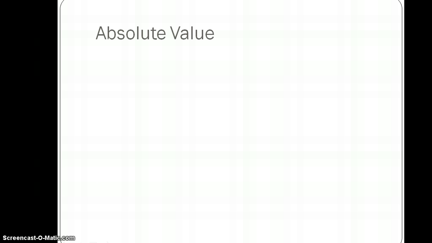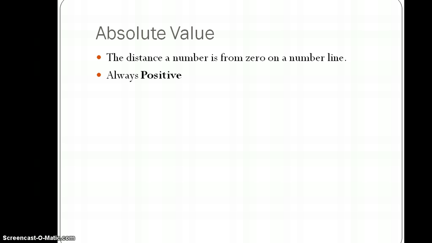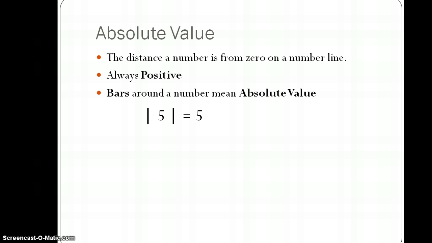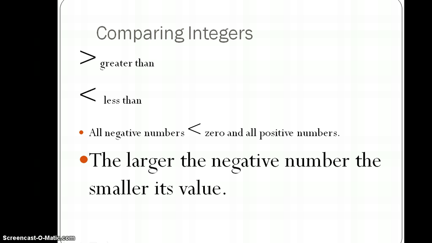Now, absolute value is a term where you're just seeing how far away a number is from 0 on the number line. So it's the distance from 0 on a number line. It's always going to be positive. There's no such thing as a negative absolute value. And there's 2 lines on each side of it. You've got a bar on each side showing what absolute value means. Like this. The absolute value of 5 is 5 because it's 5 places from 0. The absolute value of negative 5 is also 5 because negative 5 is 5 places from 0.